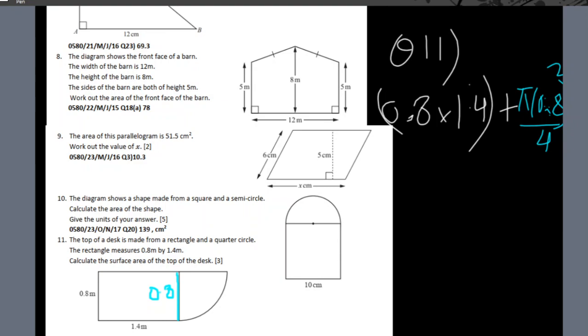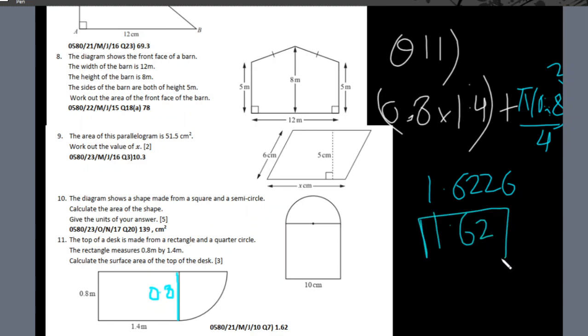So I'll enter these values in my calculator. 0.8 times 1.4 plus the fraction key. In the numerator I'm writing pi times 0.8 squared. In the denominator I'm writing 4. This gives me 1.6226. Let me quickly check the answer. Oh, I haven't copied the answer. And here's the answer, which is the same as ours when we round off our final answer to 3 significant figures.